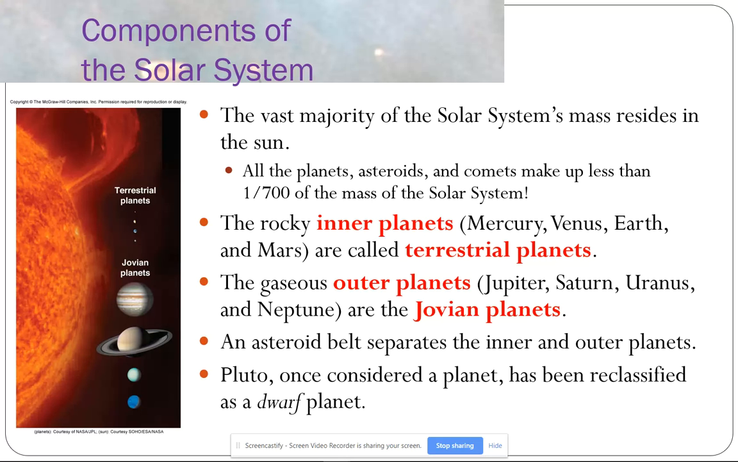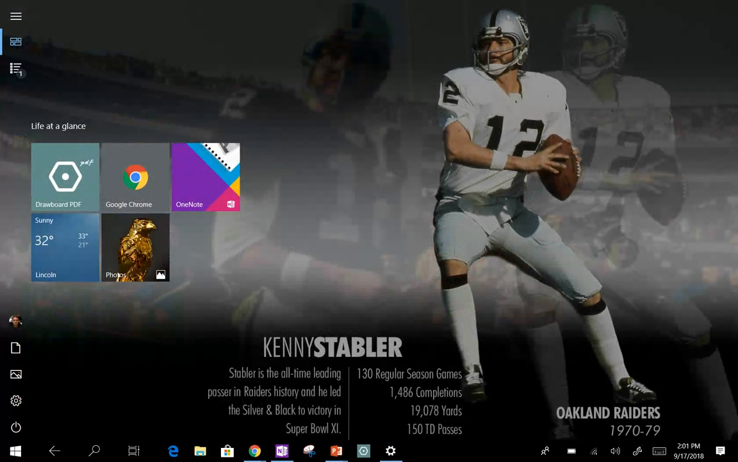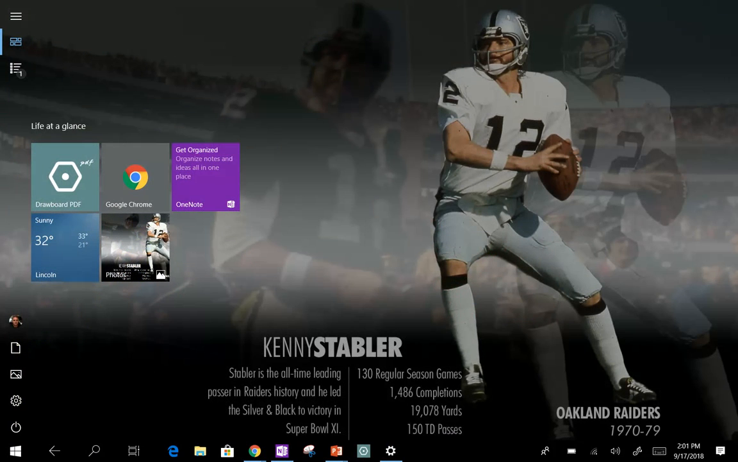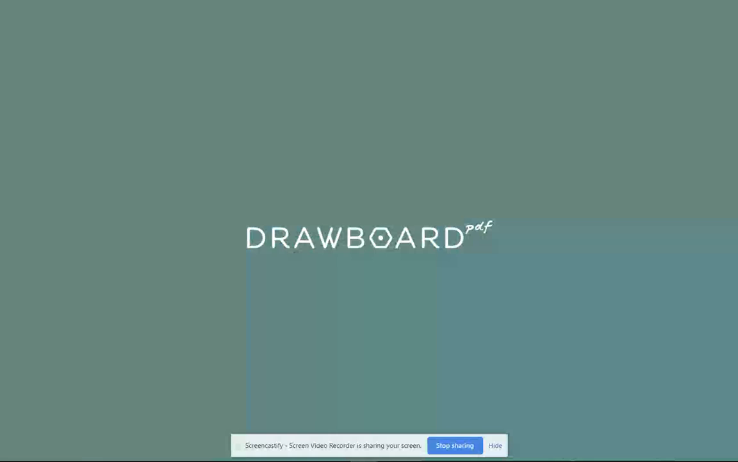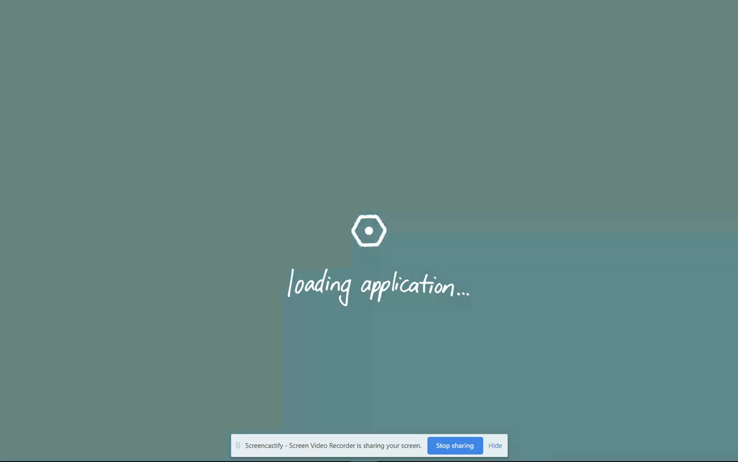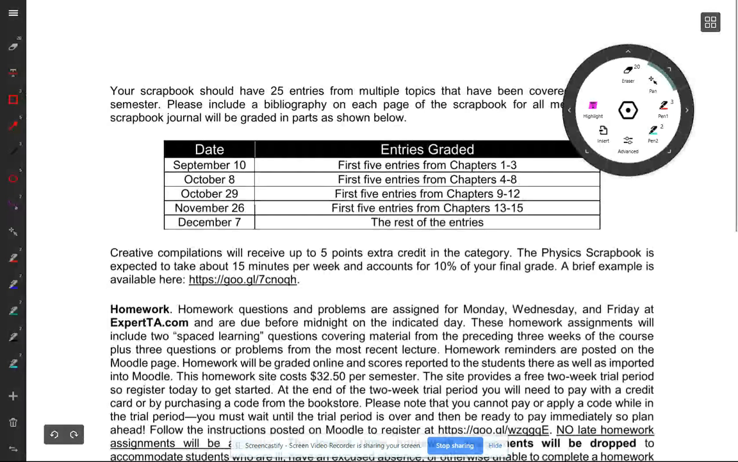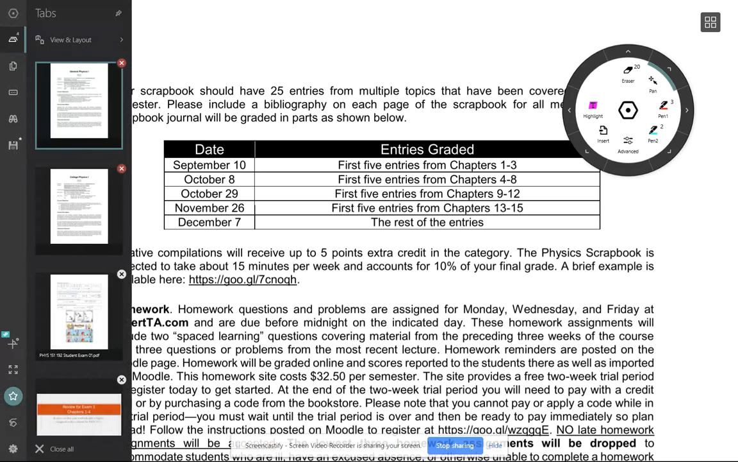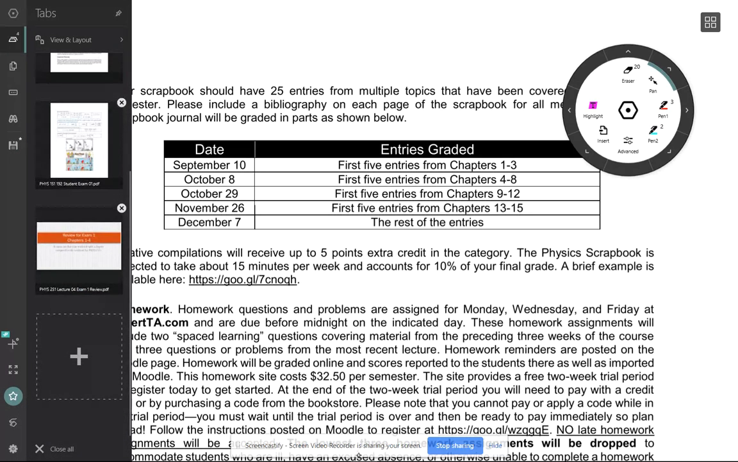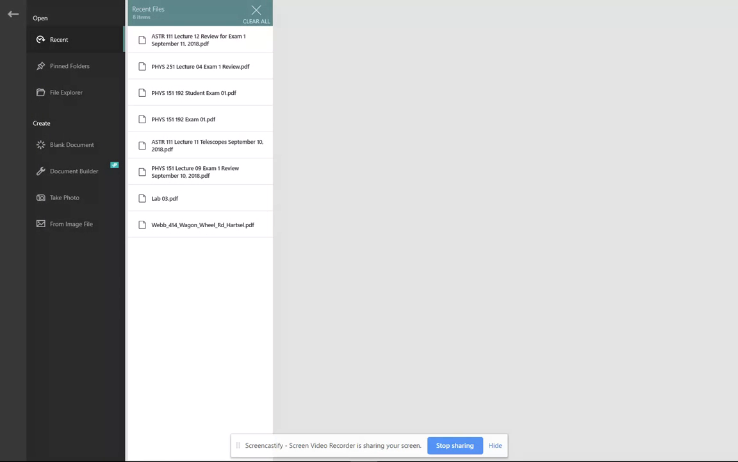I don't have a lot of space here to write, so I'm just going to go to another app, open up a blank piece of paper, and talk about this for a little bit because apparently we need to review it.